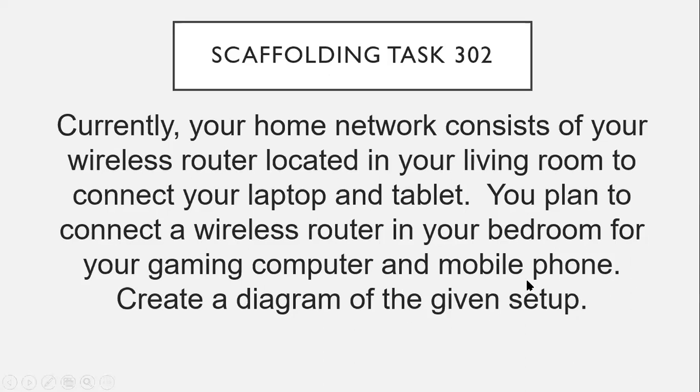So you have to create a diagram of the given setup, complete with your IP addresses. Of course, we have to assume that your living room router should have a different network address than that of your bedroom router or your room router. Any questions so far before we end this session? So let me just pause.